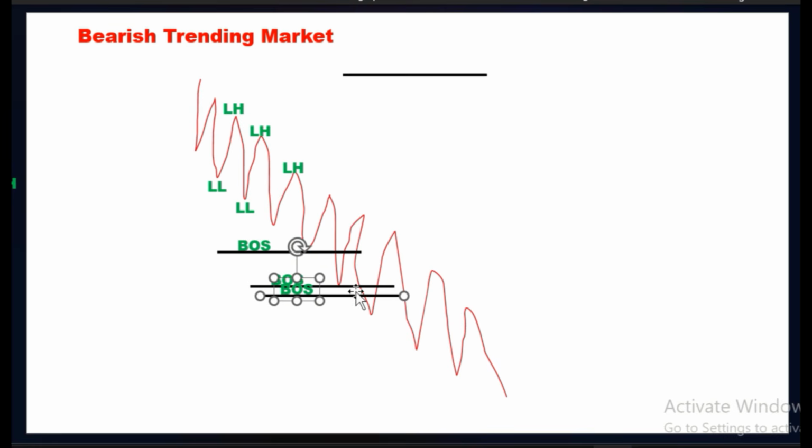So this is another break of structure here. This level broke below this low, so we still have a bearish break of structure. This is another here. This level broke below this low. So long as we keep having break of structure to the downside, we are still on a bearish trend.